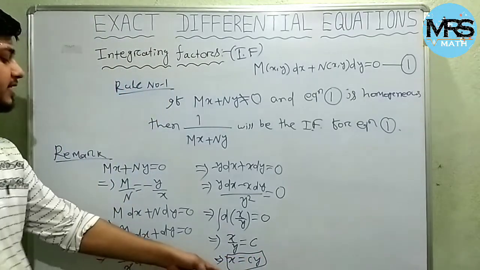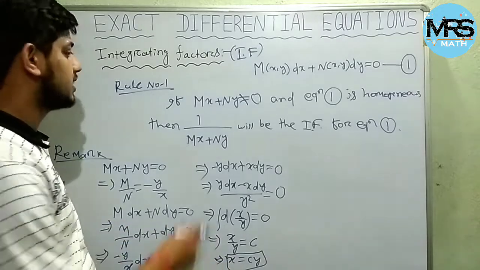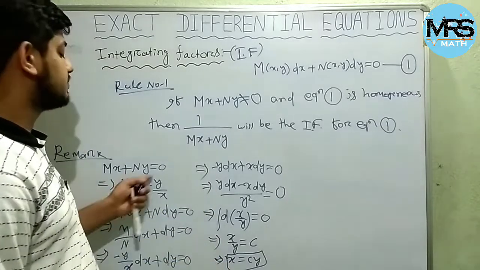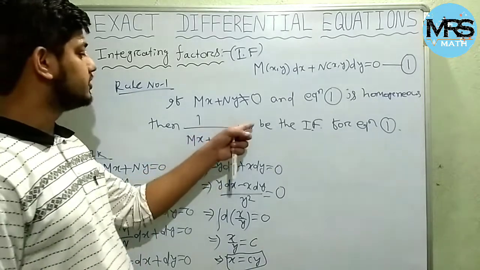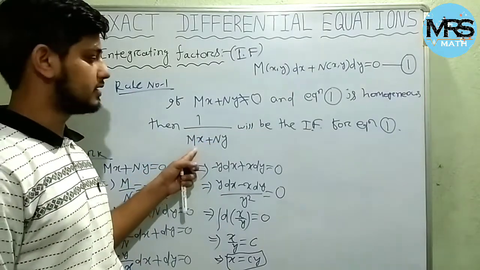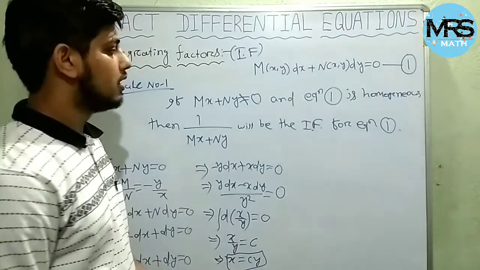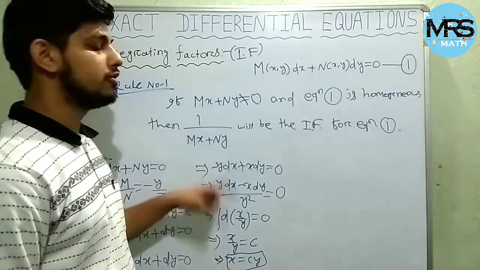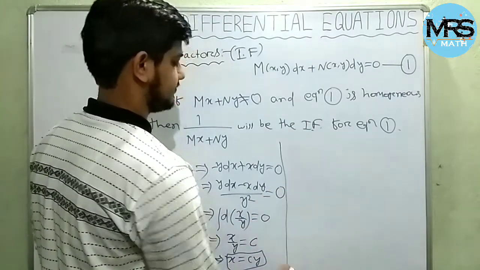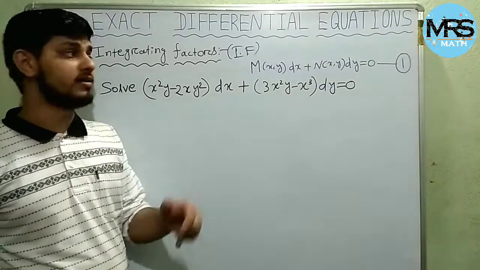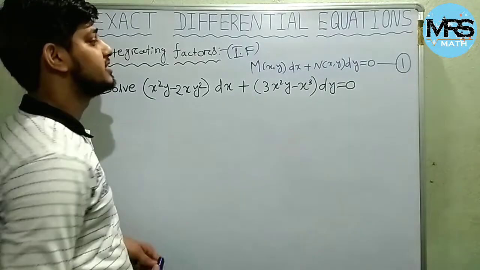This is one remark, and this is the solution for the differential equation 1, if Mx plus Ny is equal to 0. For Mx plus Ny not equal to 0, this will be the integrating factor. So this rule number 1, we will verify by taking one example. Okay students? So now applying rule number 1, we will solve this differential equation.